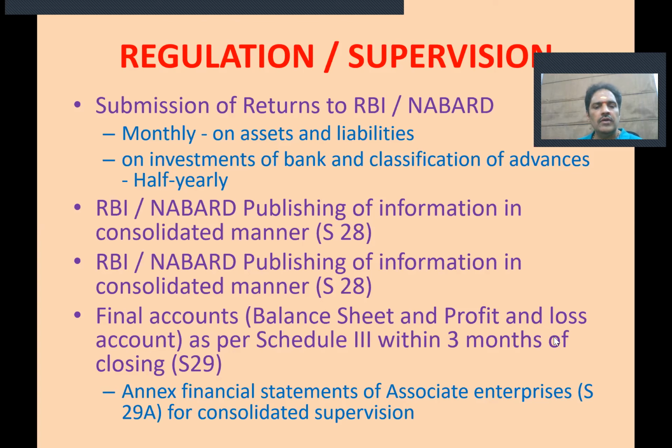Then this is repeated. Then final accounts, balance sheet and profit and loss account, as per Schedule 3, have to be finalized and they have to be done within 3 months of closing. That is, by June they should be there.